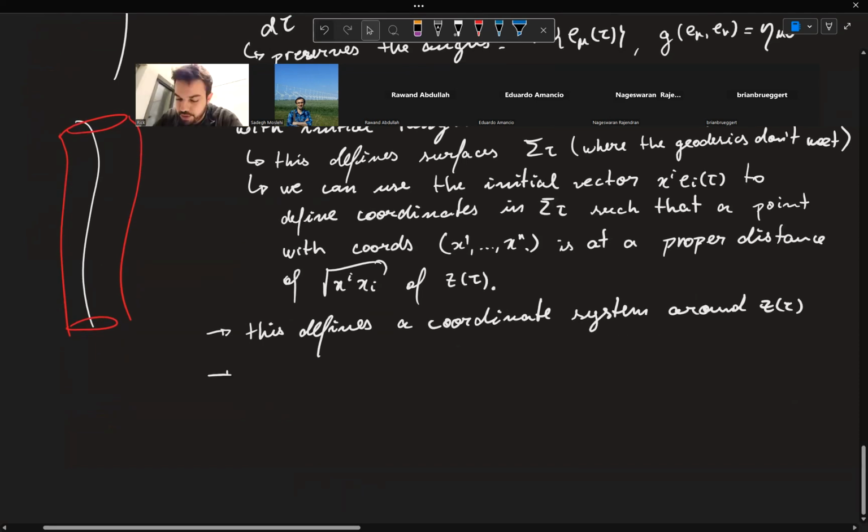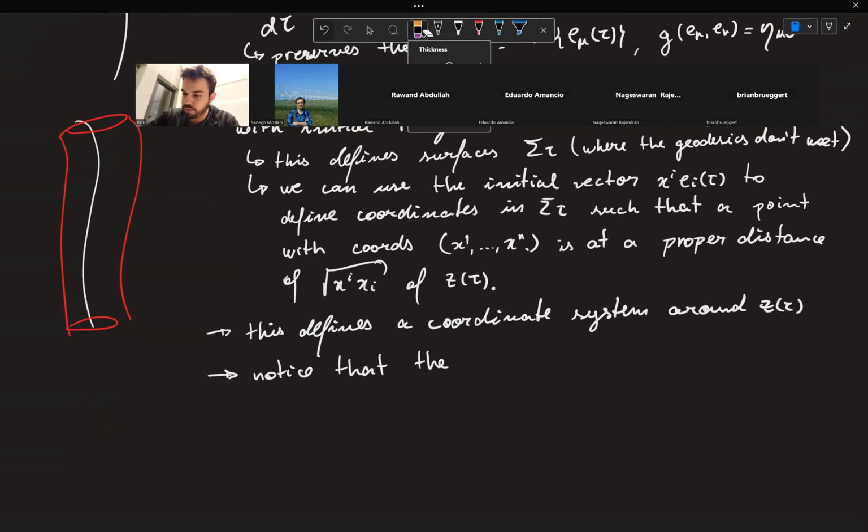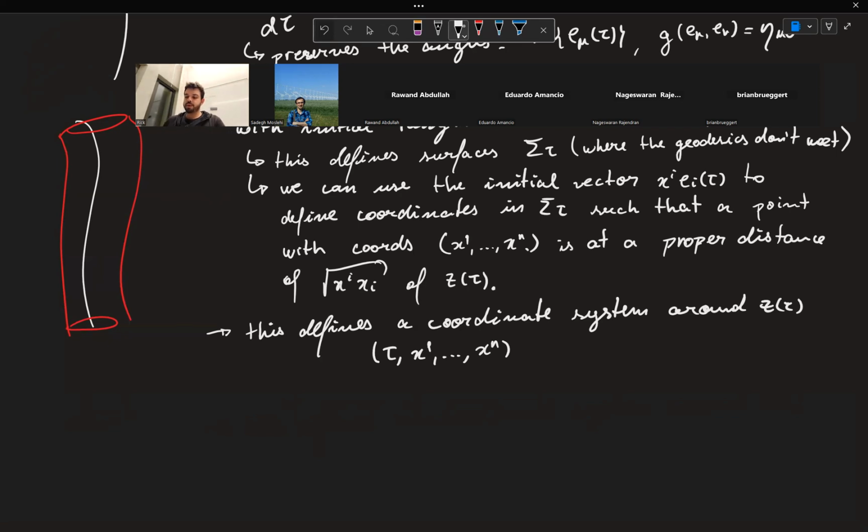An important fact from this is that notice this is the coordinates, of course. The coordinate system is basically you use the tau to parameterize the surface, and the xi to tell you which point you're talking about. So the coordinate system is tau, x1, ..., xn. You can do this in any number of dimensions. We're going to restrict ourselves to 3 plus 1. And these are the Fermi normal coordinates.